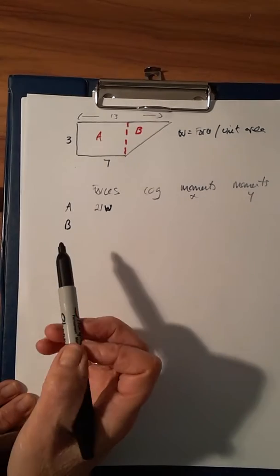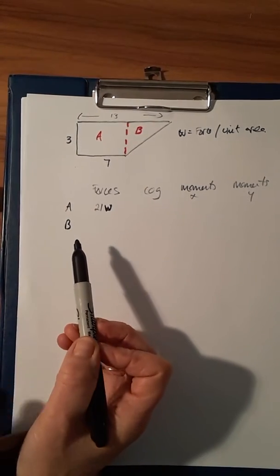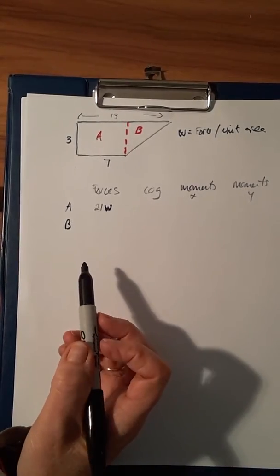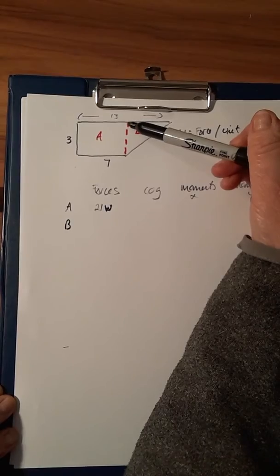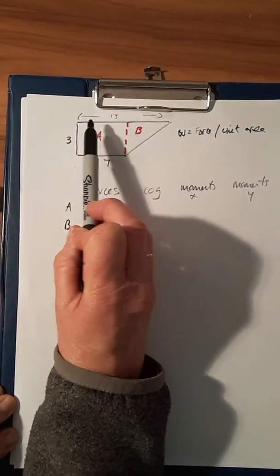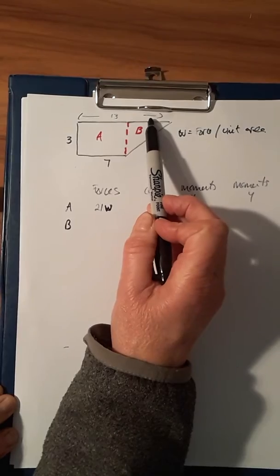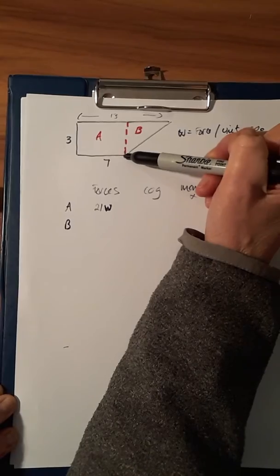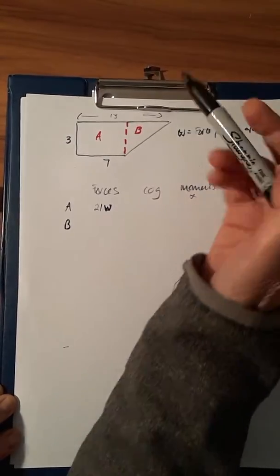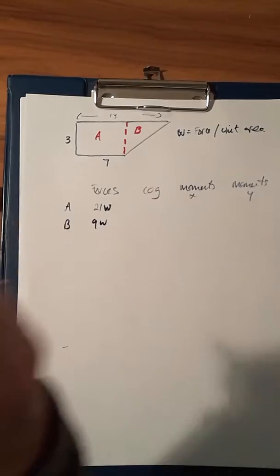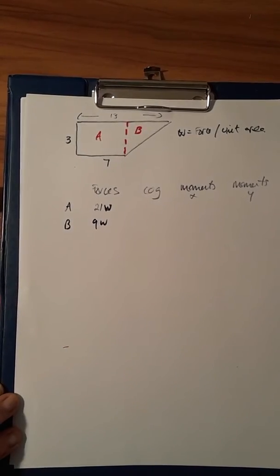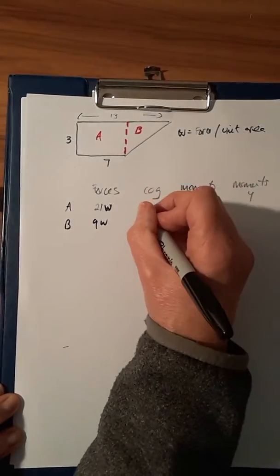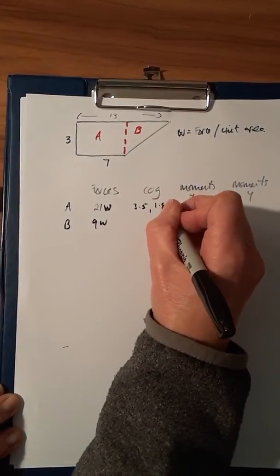And the area of B, now B is a triangle. So to get the area is half the base by the perpendicular height, which will be half 3. The perpendicular height, that's 7 from there to there, 13 for the whole thing. So if I said this was the height, then this is half the base by the perp height. That's half of 3 by 6. Half of 3 by 6 is 9. That gives me 9W. Right, centre of gravity of the rectangle is halfway out and halfway up. So that's going to be 3.5 out, 1.5 up.